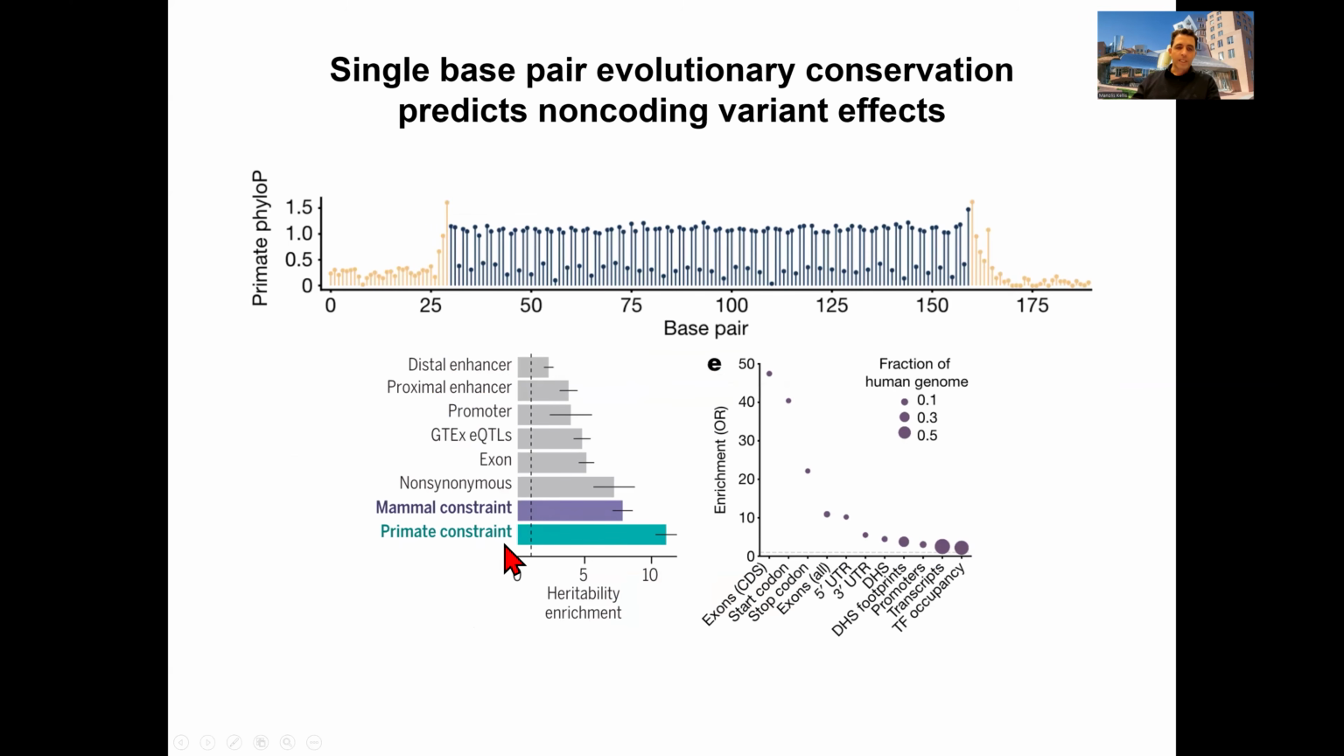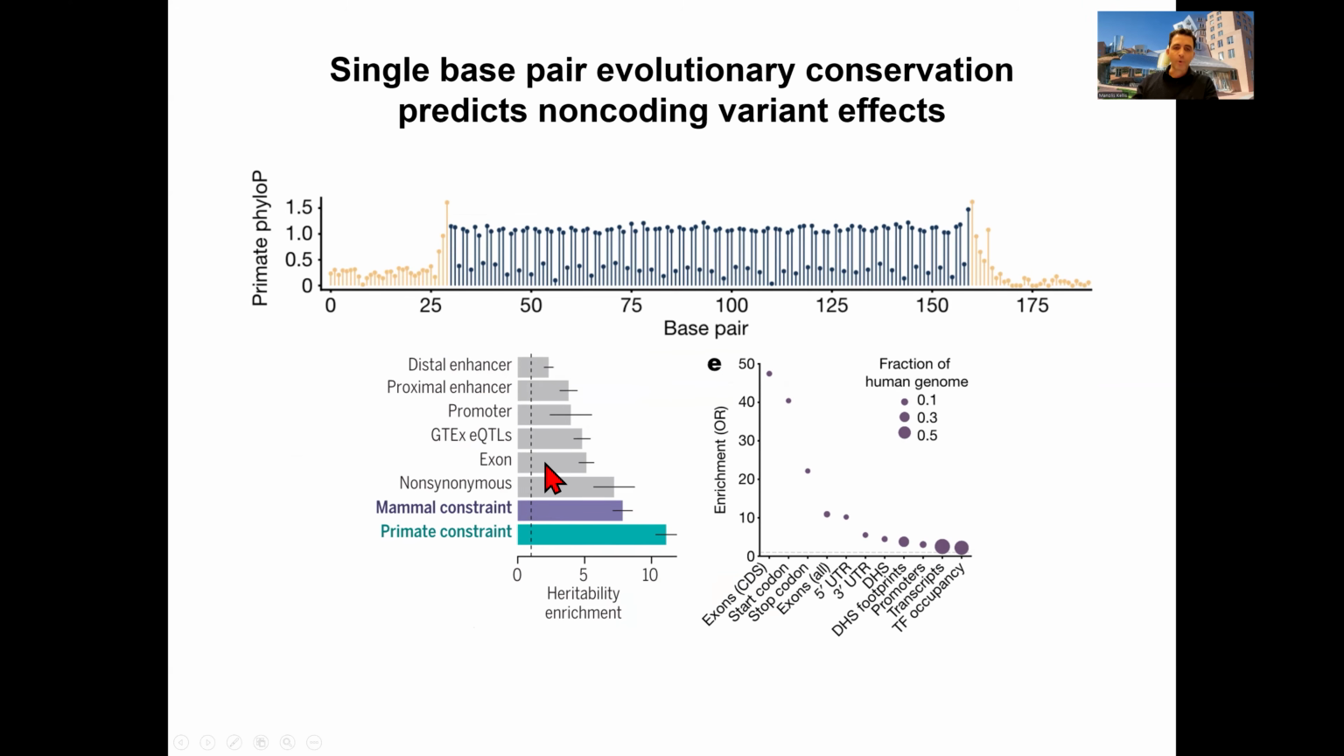And you can now see just how powerful all of these alignments are. When you start looking at primate constraint or mammalian constraint, you see that there's a giant enrichment for heritability, for basically how much of the phenotypic variation is captured by the genetic locations overlapping these elements.